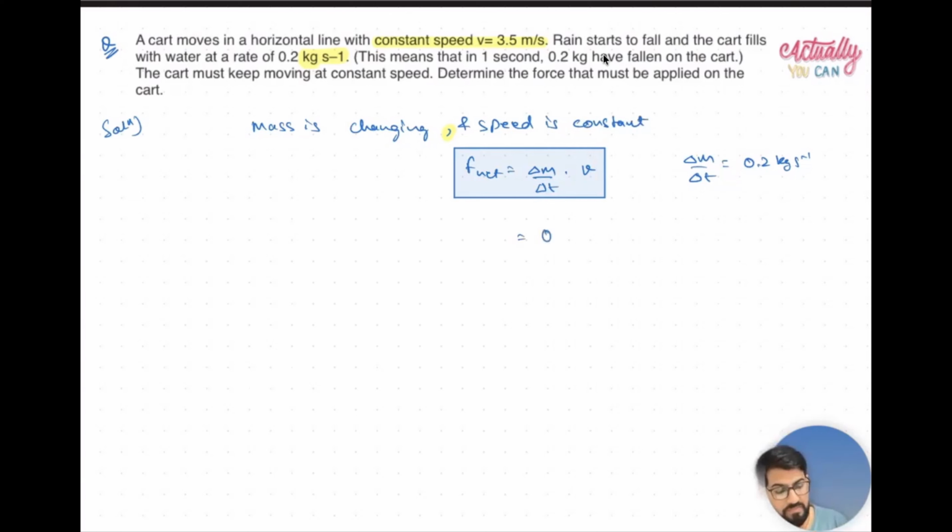The value is given 0.2, velocity is 3.5. You just multiply, you will get 0.7 Newton. So the net force you need to apply in order to have a constant speed is 0.7 Newton. I hope you have understood this.